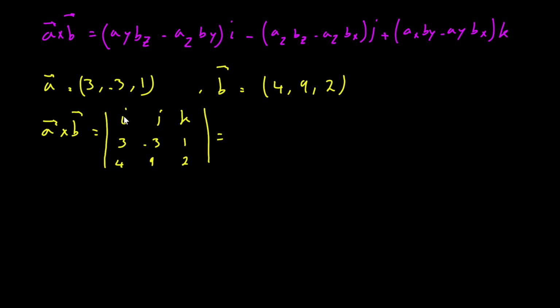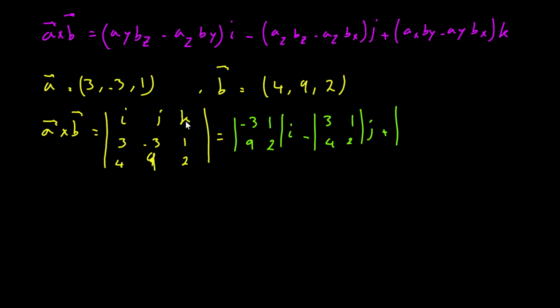So we said that for the I, the first column, the first row, and I do the determinant of that 2 by 2. 3, 1, 9, 2. Let me make this 9 a little bit easier to see. All right, I minus J, cover that column, so it's going to be 3, 1, 4, 2.